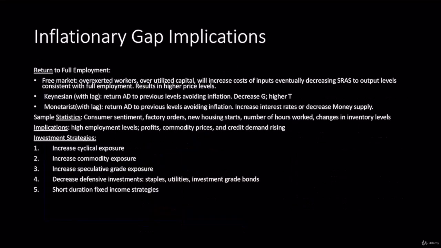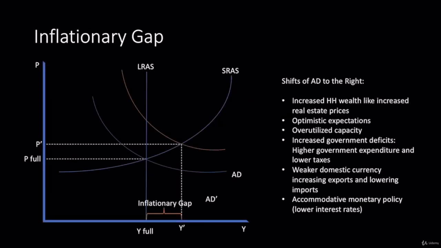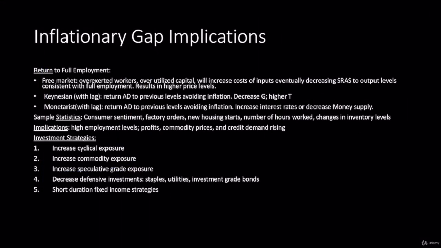But if that doesn't happen, it's possible to return aggregate demand back to the left, such that we go back to the old level of aggregate demand. And the way that we can do that is that the Keynesians would decrease government spending or raise taxes, and the monetarists will likely increase taxes or decrease the money supply. We would look at the same statistics as before, just moving in the opposite direction. And we would likely want to do the opposite investment strategies.